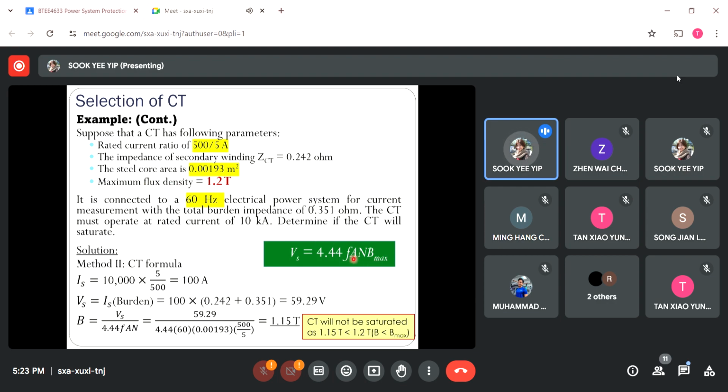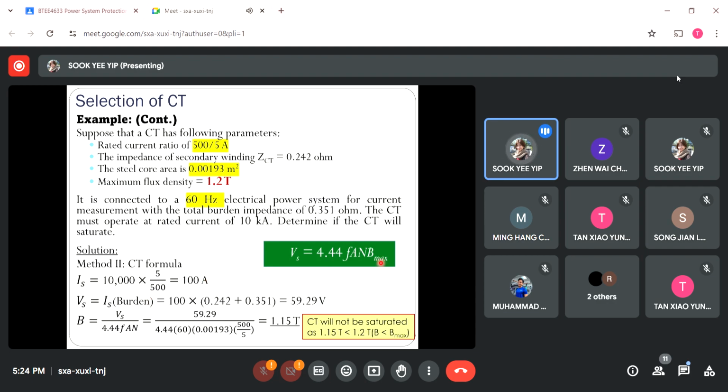In the event this value here is less than this, it means that it will not turn into saturation mode, because this is the maximum flux it can store. If this flux is higher, then it will enter into saturation mode. That is the second way we solve this example. So let's see the solutions here.